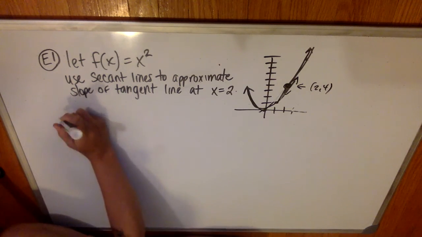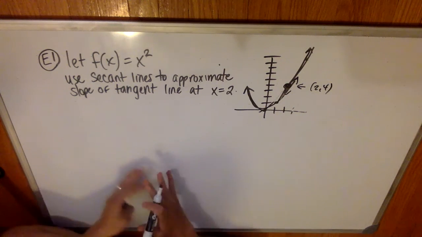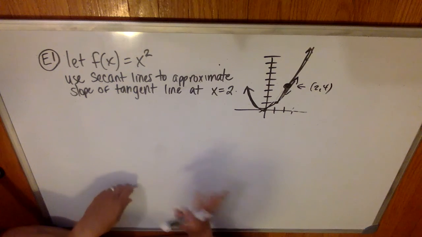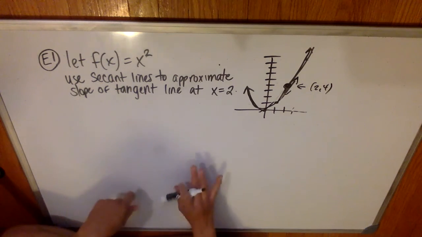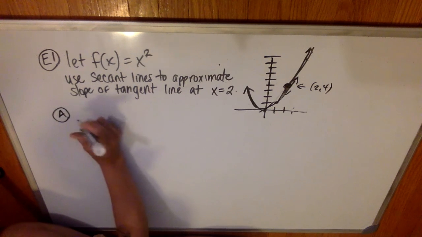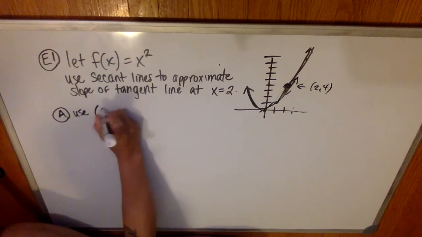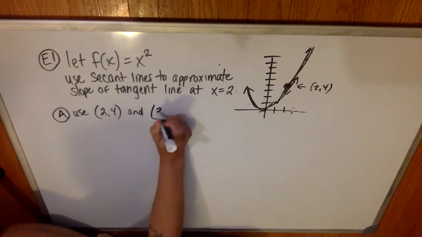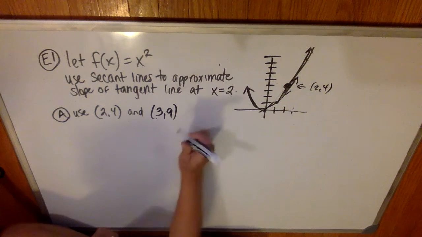So I'm going to progressively pick points closer and closer together and show you how we're going to find the slope of this thing. And I can tell you right now that we can find the actual slope, and I'll give you the actual slope in a sec, but let's walk through. So for A, I'm going to use the point I want, which is 2, 4, and let's use a point that is 1 full unit away, so 3, 9, right? Because 3 squared is 9.